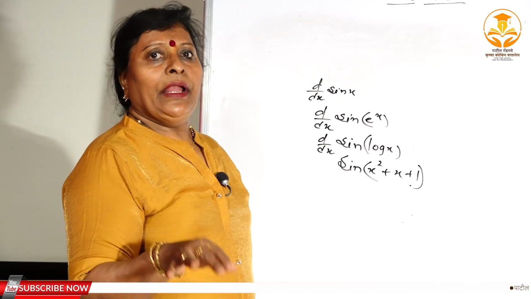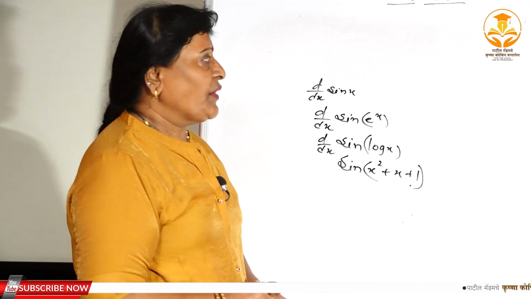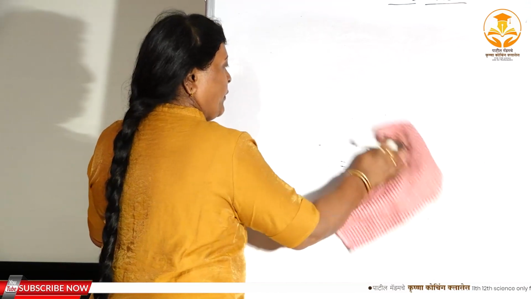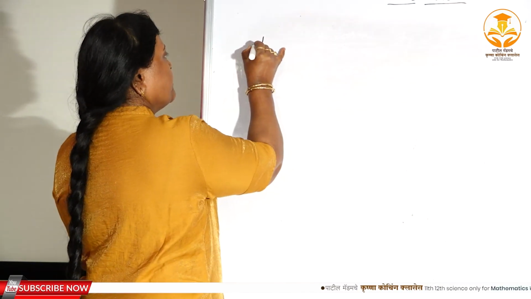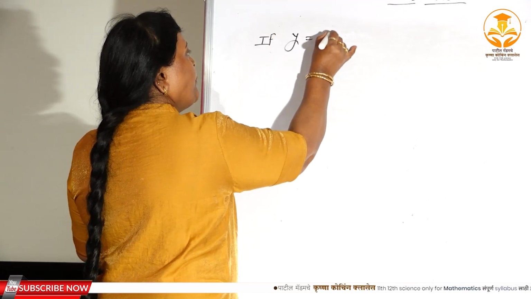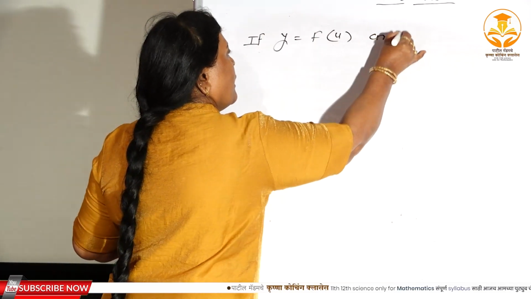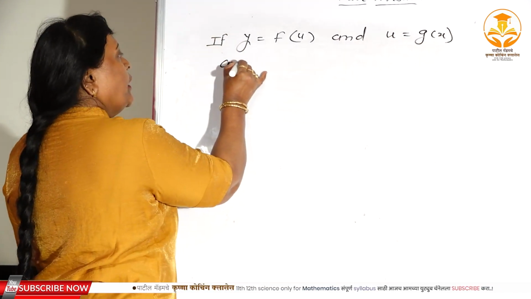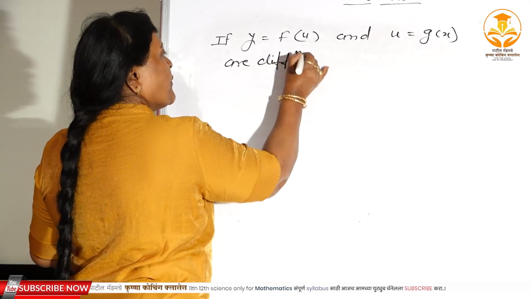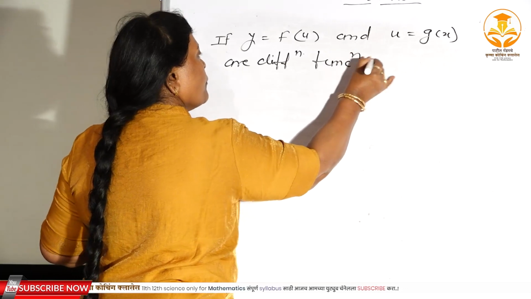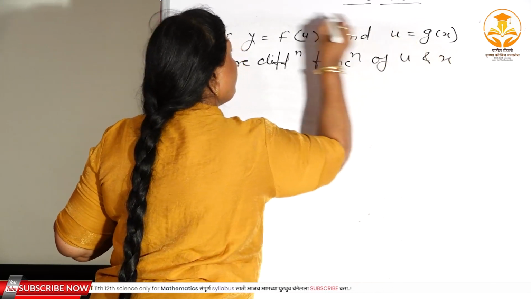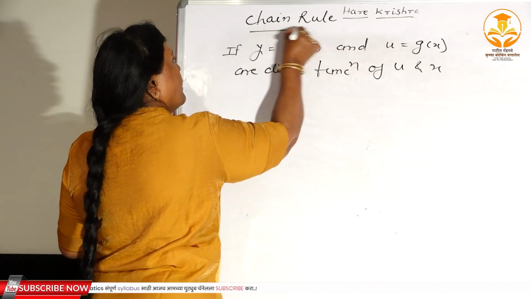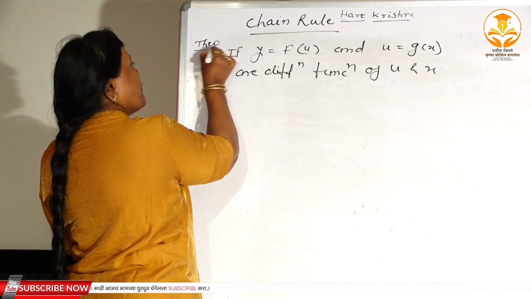So in that way, the chain rule, that is the theorem, is very important. Now let us see the theorem here. Now see what the theorem is. If y is equal to f of u and u is equal to g of x are differentiable functions of u and x, chain rule, and here this is the theorem, and this theorem is very important.